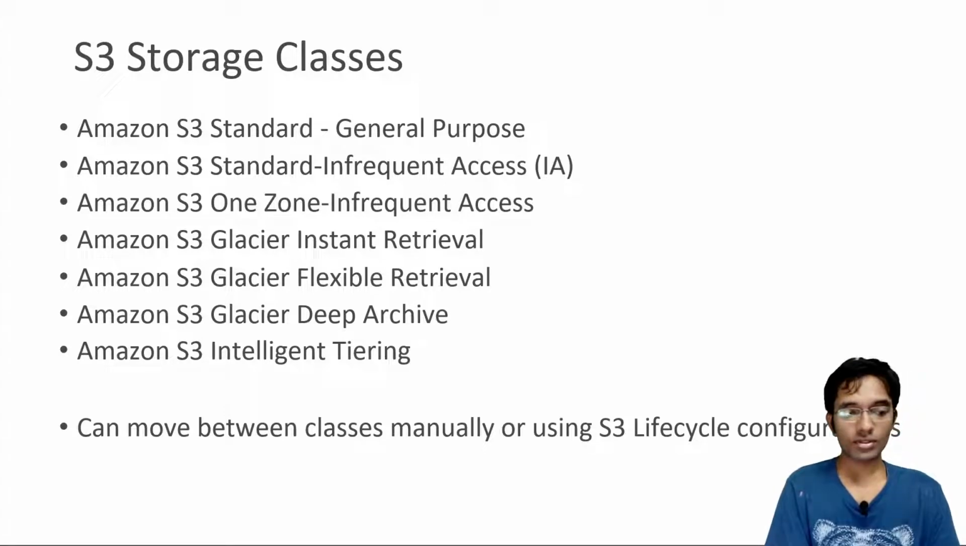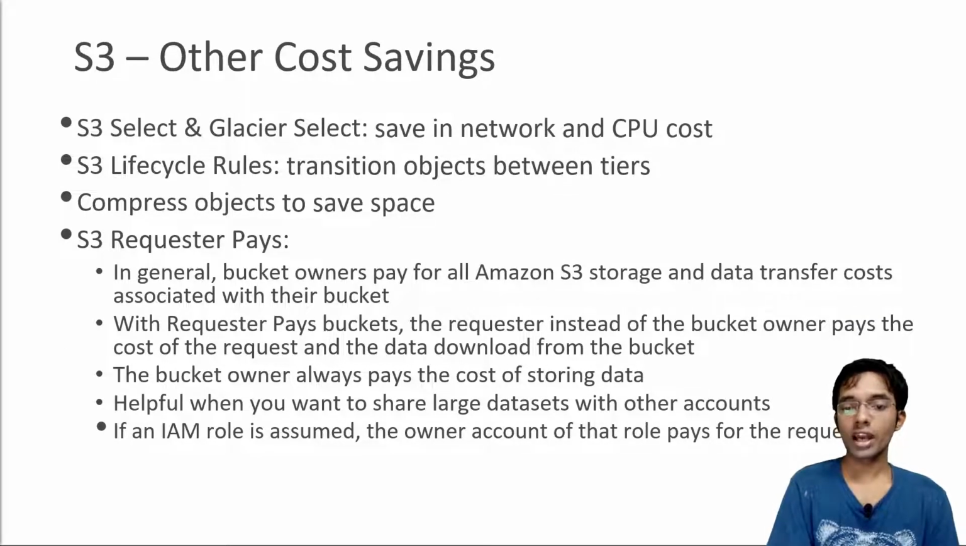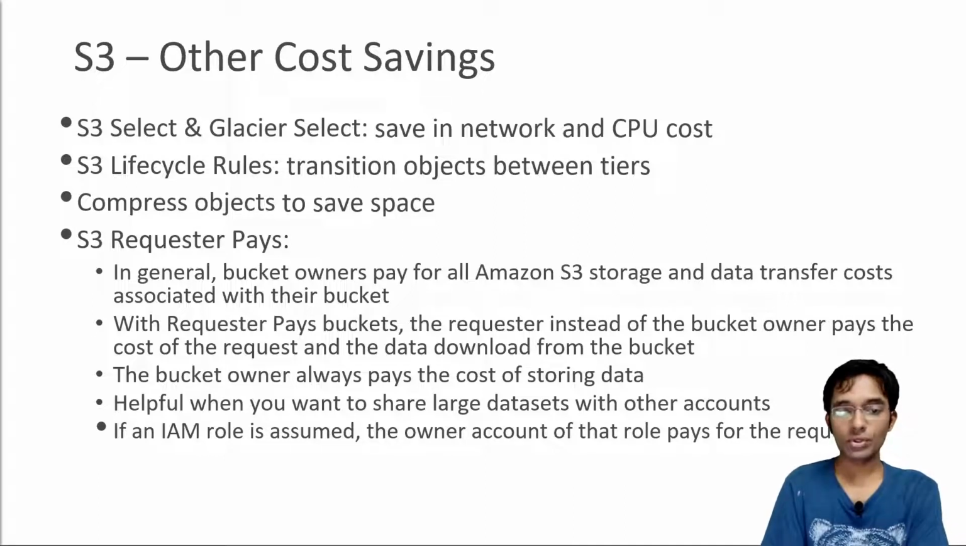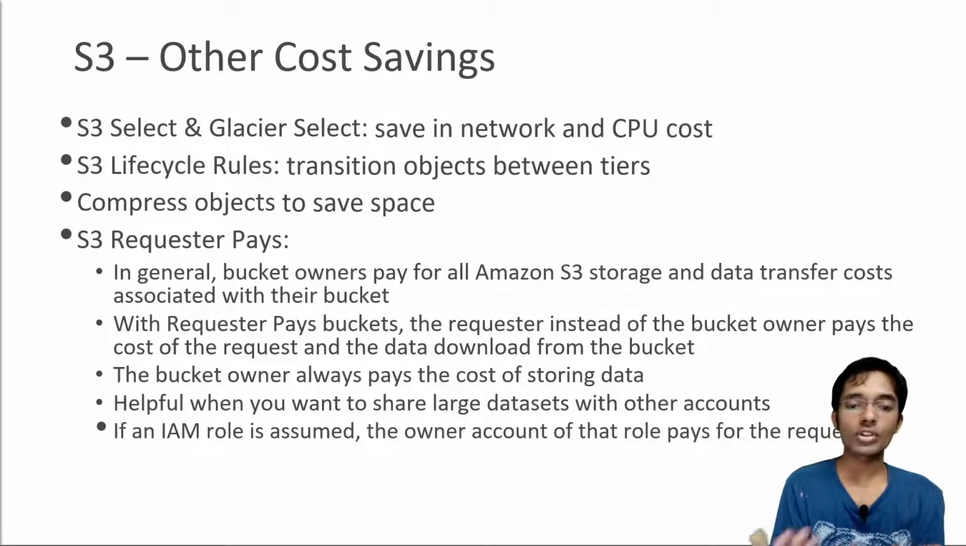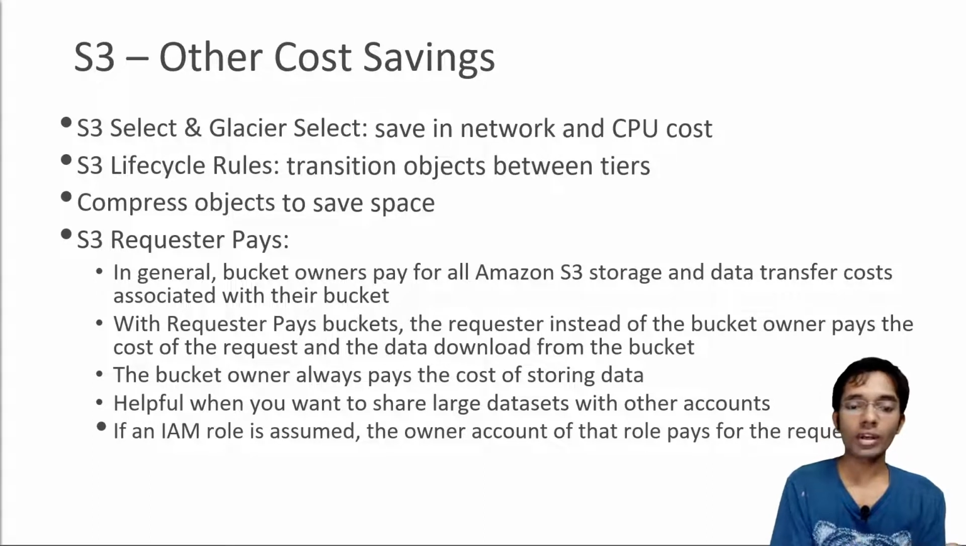So the first cost saving is going to be using S3 Select and Glacier Select. The idea is that if we know we are retrieving only a subset of our data, in terms of columns or rows, from S3 or Glacier, we can save on network and CPU cost by using S3 Select and Glacier Select.